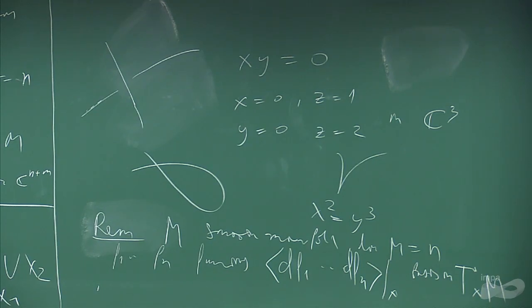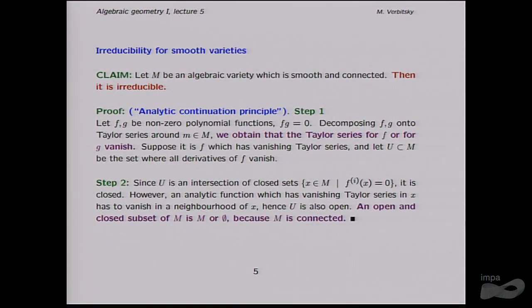Okay, so proof. The proof is based on what is called the analytic continuation principle. Analytic continuation means that if you have a Taylor series for an analytic function, it determines the function entirely on the whole domain if this domain is connected. So if you have an analytic function defined in some small open set, you can extend it to the whole thing. Well, maybe not, it can have some poles, so maybe the extension won't be possible, but it is definitely unique.